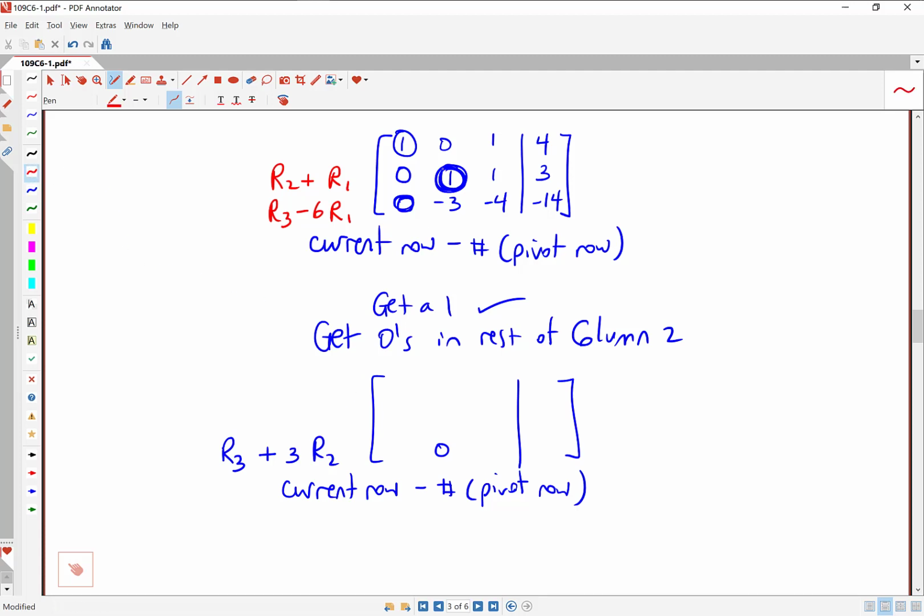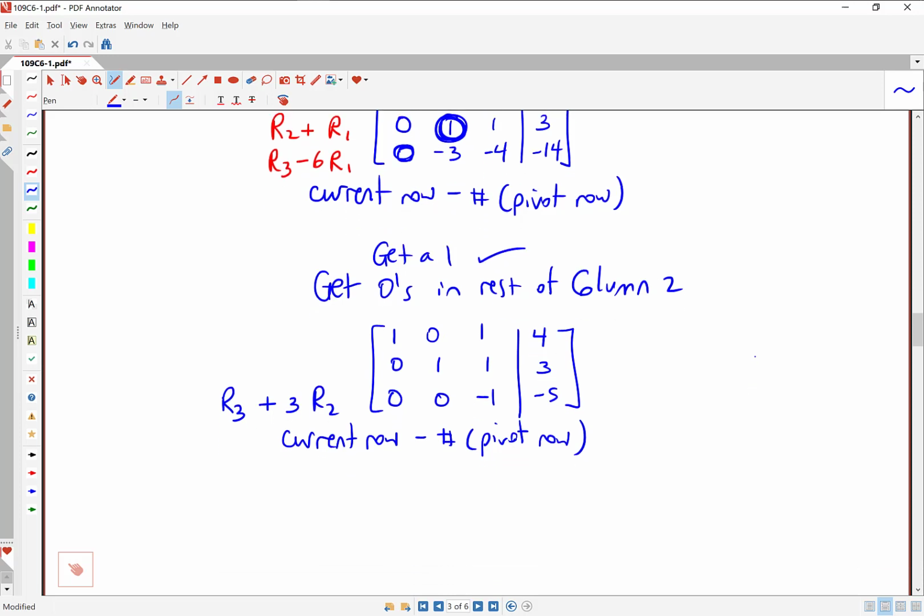So let's look back at our previous matrix and do that. So we're going to go 0 plus 0 is 0. Negative 3 plus 3 is a 0. Negative 4 plus 3 is a negative 1. And then negative 14 plus 9 is a negative 5. So that's how we build up that bottom row. And the other 2 rows can just get recopied at this point.